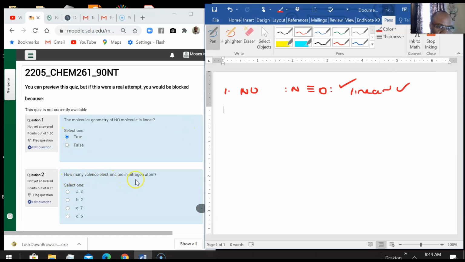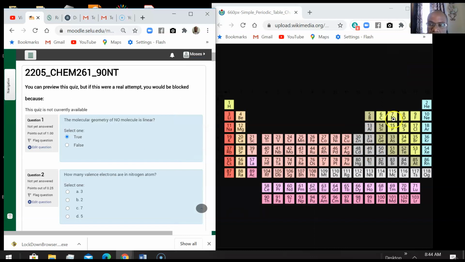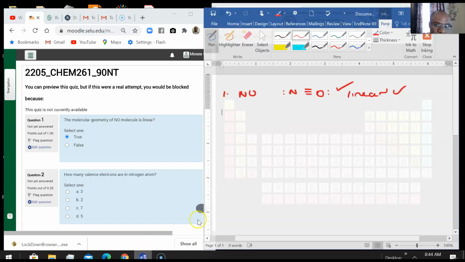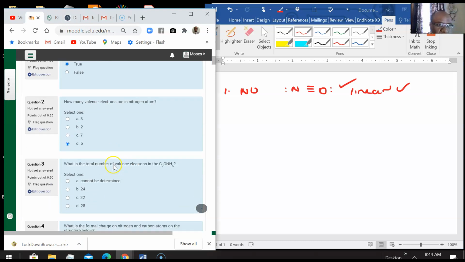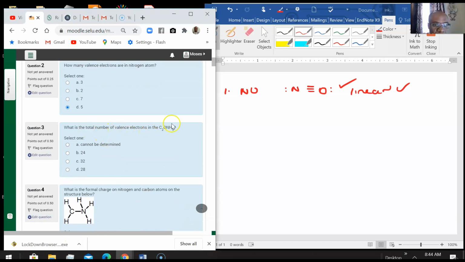How many valence electrons are in a nitrogen atom? The answer is 5, because if you look at your periodic table, you will see that nitrogen is in main group 5. 1, 2, skip all these, 3, 4, 5. So the answer is 5. Okay, valency of 5.